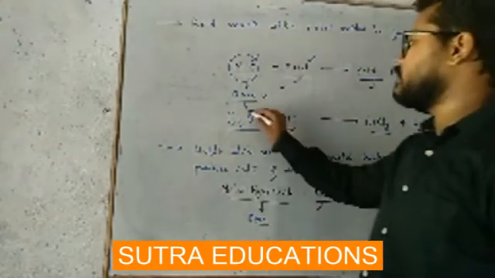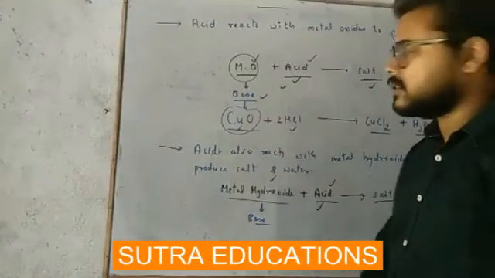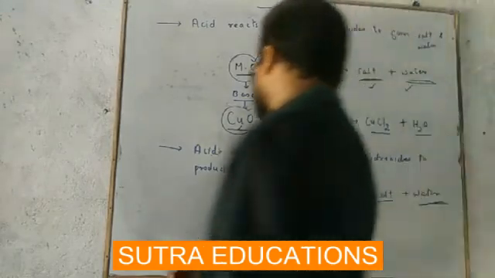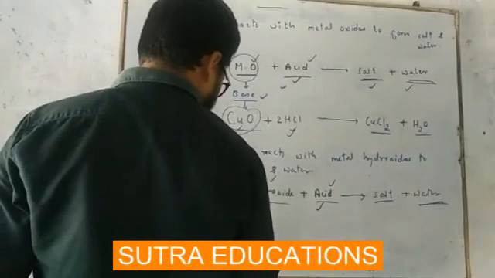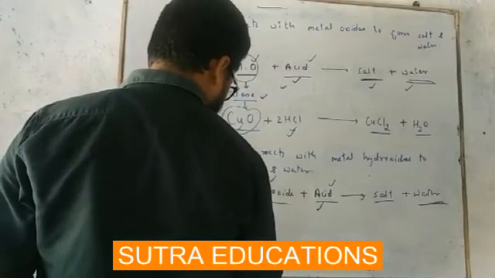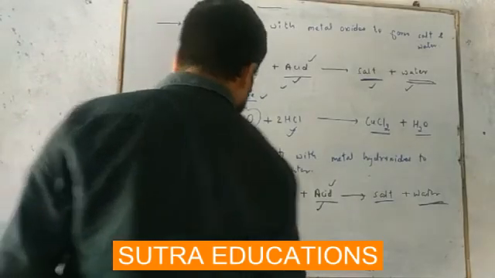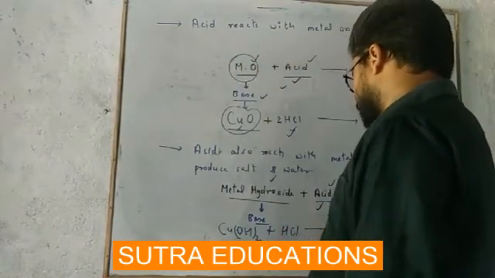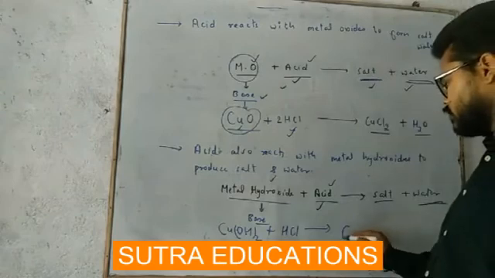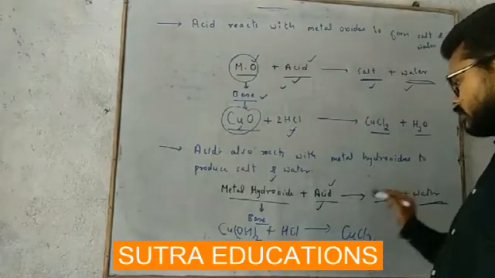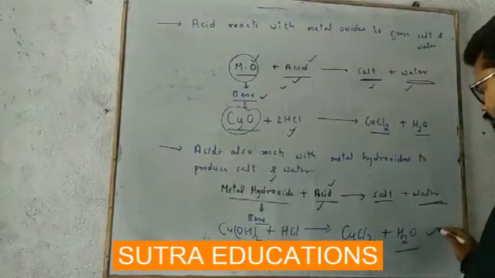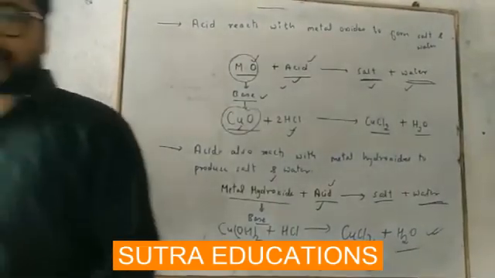So this is metal oxide plus HCl. In the same way, metal hydroxide means Cu(OH)2, copper hydroxide, plus say it is HCl. Then it will form CuCl2 plus H2O. Okay. Now come to the next topic.